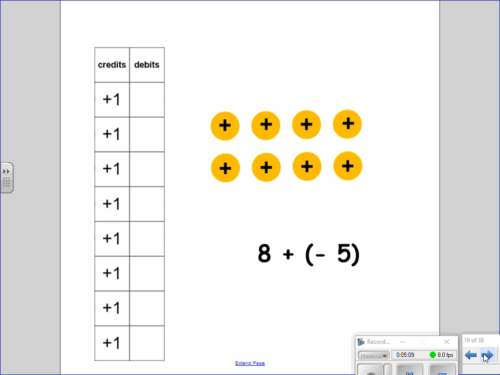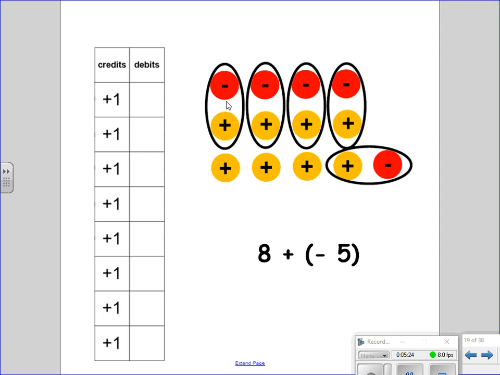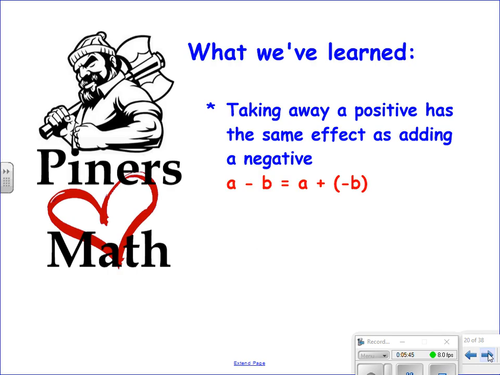But what if we added 5 negatives? We already know that a positive paired with a negative makes a 0 pair. They're going to cancel out. So in this case, by adding 5 debits, we're going to be canceling out 5 of the credits. And we're going to just be left with positive 3. So what we learned with this example is that taking away a positive has the same effect as adding a negative.